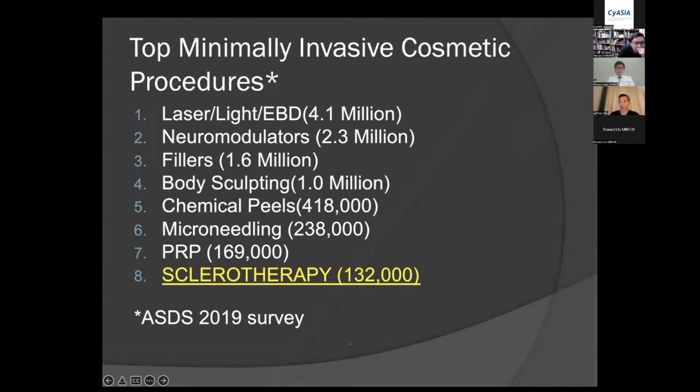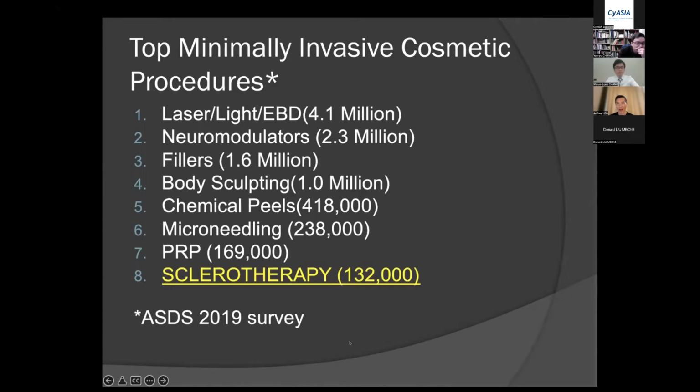So let me start by sharing some numbers with you. This is a survey from 2019 from ASDS. Dermatologists in the US perform about 4.1 million cases of laser treatments, 2.3 million cases of neuromodulators, and so on and so forth, until you get down to the very bottom of the list.